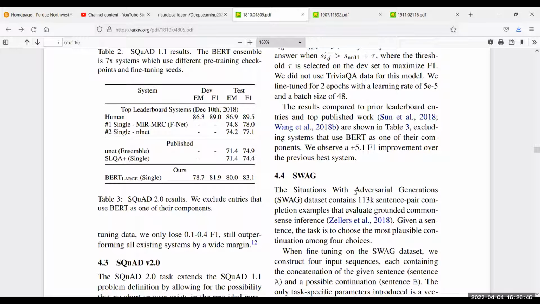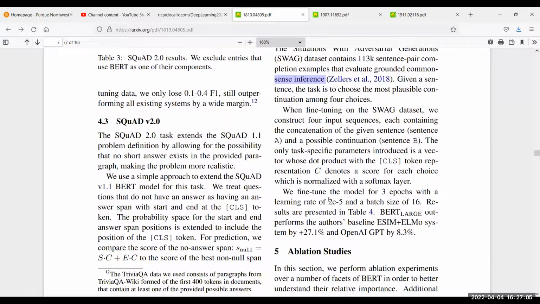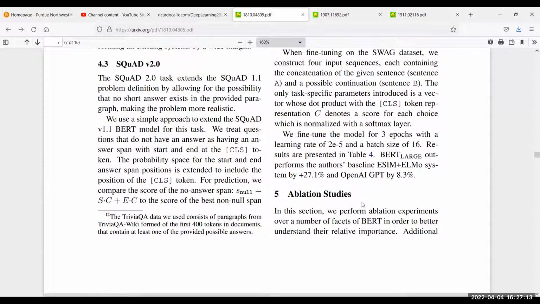SWAG, that's the situations with adversarial generations data set, which contains 113,000 sentence pair completion examples that evaluated grounded common sense inference. Given a sentence, the task is to choose the most plausible continuation among 4 choices. And you can see they believe it did better. They compare it a lot to GPT, which came first.